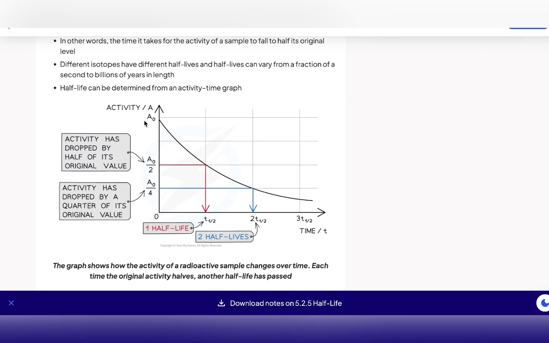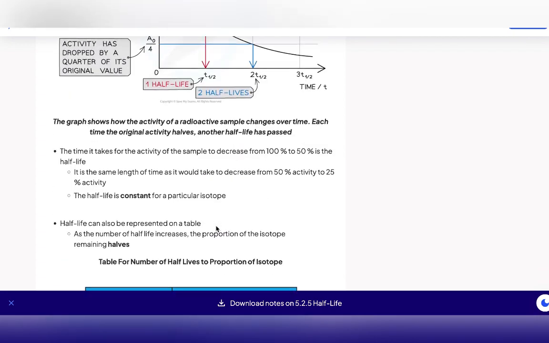Now, in this case, they ask you to calculate the half-life. What you do is count how many boxes. 1, 2, 3, 4. There are 4. If you divide 4 boxes by 2, you get 2 boxes. So if A is A naught, half of it will be A naught over 2. You trace this to the curve and trace it down. Whatever time is here, whether 2 years, 5 years, 10 years, or 500 years, is the half-life of this radioactive isotope.